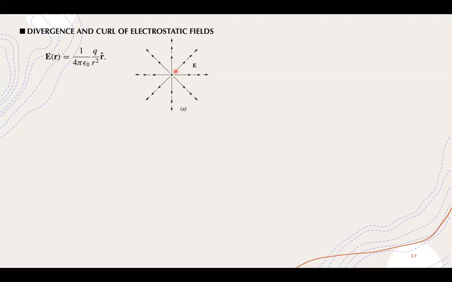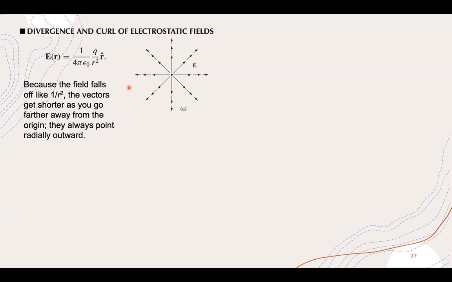So you see, the moment you go away from this charged particle, the electric field is getting lower and lower, and that is shown by this vector quantity. So let's simplify this notation and try to define it. To have the complete idea, I wrote here that because the field falls off like 1 over r squared, the vectors get shorter as you go farther away from the origin, and they always point radially outward. So this is the complete definition of electric field and its representation.